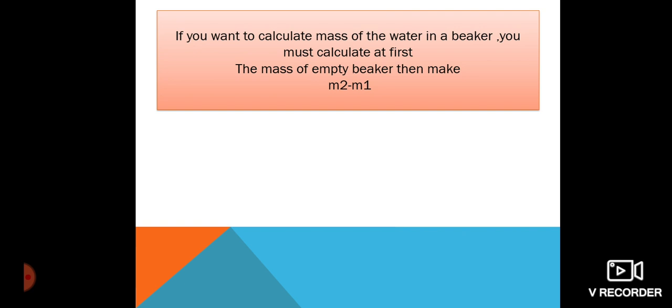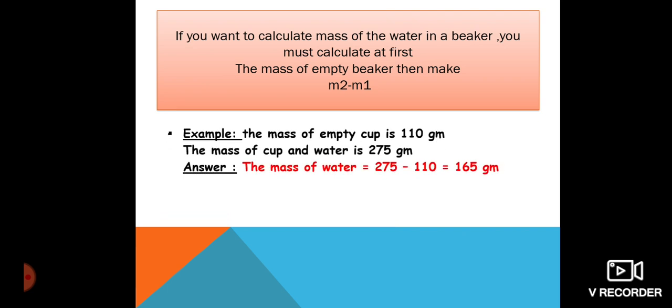If you want to calculate the mass of the water in a beaker, you must first calculate the mass of the empty beaker, then make M2 minus M1. Example: the mass of the empty cup is 110 gram. The mass of the cup and water is 275 gram. The mass of water only equals 275 minus 110 equals 165 gram.